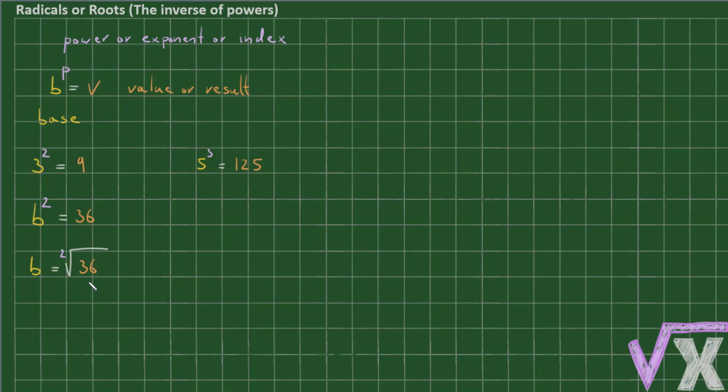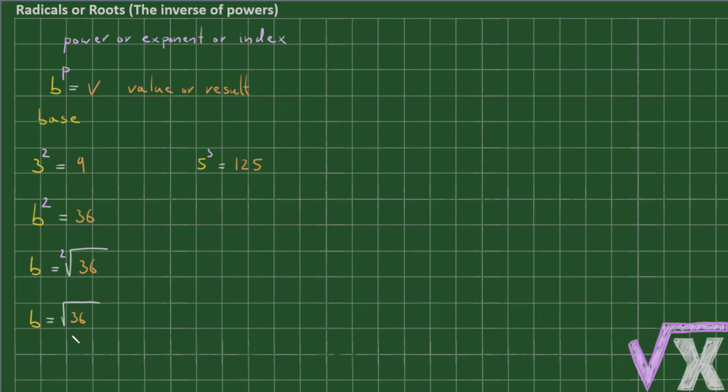Please note that the second root is sometimes read as the square root. And more often than not, a square root is written without this 2. What do I mean by that? Well, we could rewrite this equation. I could write b equals the radical symbol and then the 36 beneath the radical symbol. If I do not place a value here at the very start of the radical, it is automatically assumed that I'm talking about a second root or a square root.